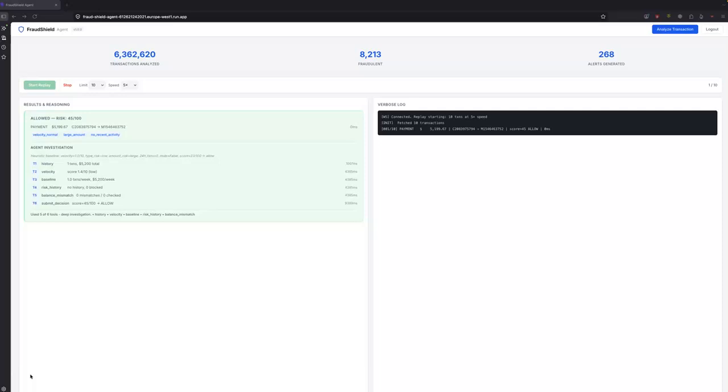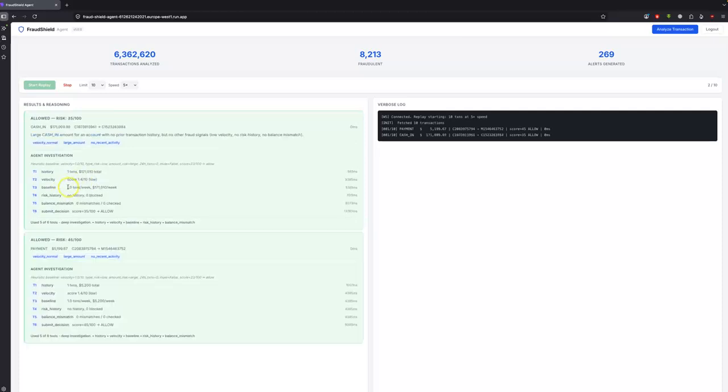The first transaction has been allowed, and then we have an AI analysis which has happened. For example, you can see it has one transaction, the score is very low, then the baseline, no history, and then it shows you a final score which is 35 out of 100, which is allowed. Then this one is 45 out of 100.